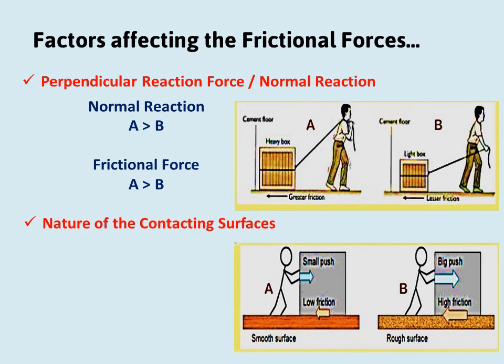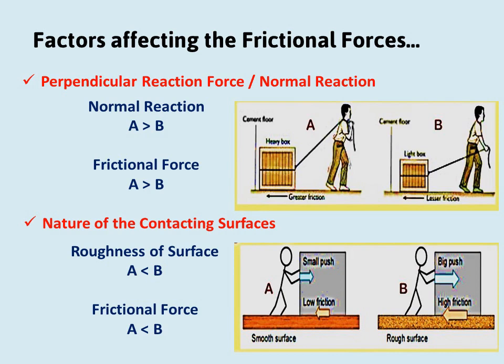B has a high friction because it has a rough surface. Okay, so let me now take the roughness of the surface. A is less rough than B, so the frictional force acting in A should be less than in B. So accordingly, these are the two factors affecting the frictional forces.